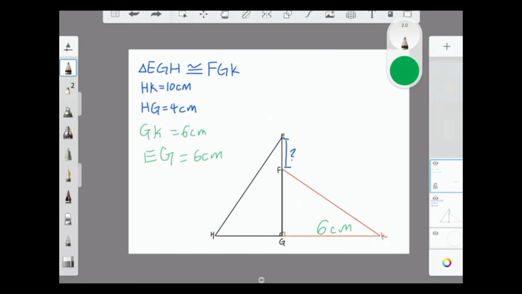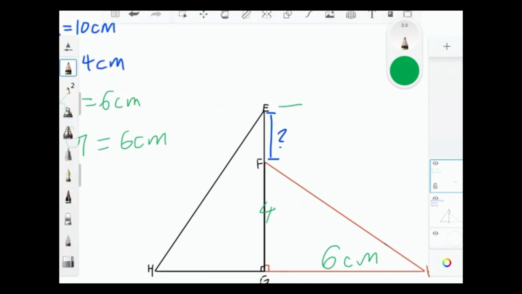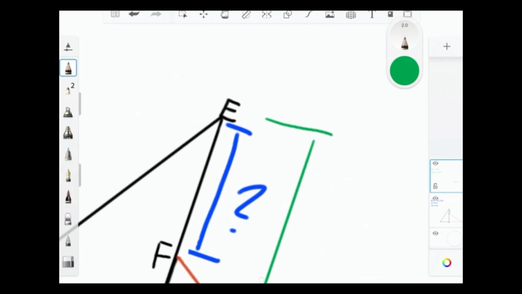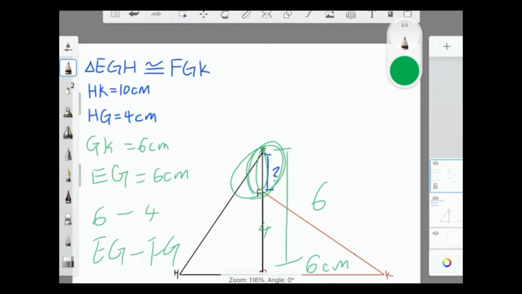Okay, now HG is 4 centimeters, and right here, FG, it's the same, it coincides with HG. So if this is 4, and this entire thing is 6, EF would be 2, right? So 6 minus 4, it's the same as EG minus FG. So that gives you the answer.